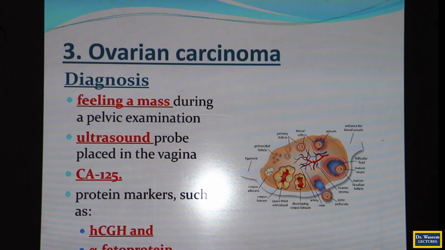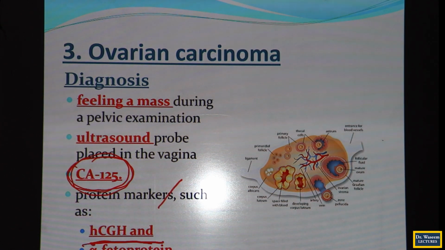So, ovarian cancer can be diagnosed by the history, and the feeling of a mass during the pelvic examination. During examination also, an ultrasound probe placed in the vagina can give a good clue about the size and all these things. Then there is an antigen called CA125, which is a tumor marker, an indicator of ovarian cancer. Then some other protein markers, especially human chorionic gonadotropin hormone and alpha fetoproteins. These are the two protein markers which can be detected and which indicate the presence of this tumor.